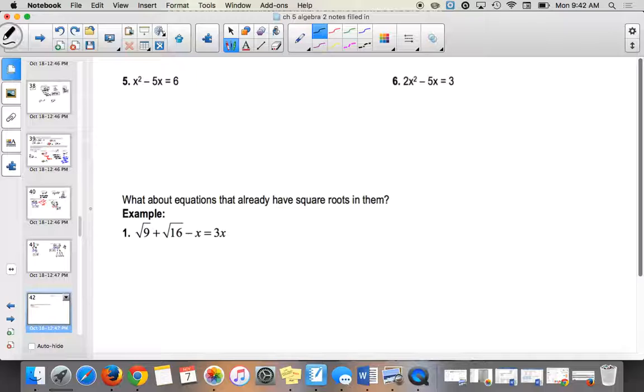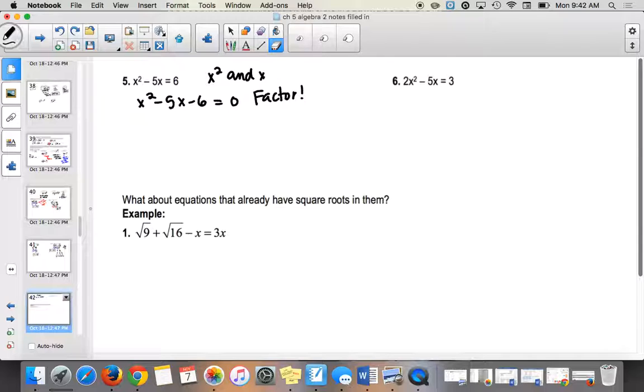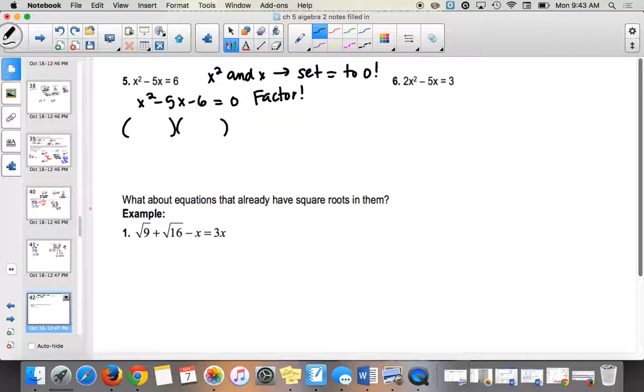You see that? So on these ones, we subtract our 6 over, and we factor. If you have an x squared and x, that's set equal to 0. You have to set it equal to 0 if you have an x squared and x. So you have to get everything on one side. And then we factor. If I'm factoring x squared minus 5x minus 6, it factors into an x and x, a 6 and a 1. My outer and inner need to combine to be -5, so I need a negative with the 6 and a positive with the 1. So see how the outer and inner combine to be -5x.